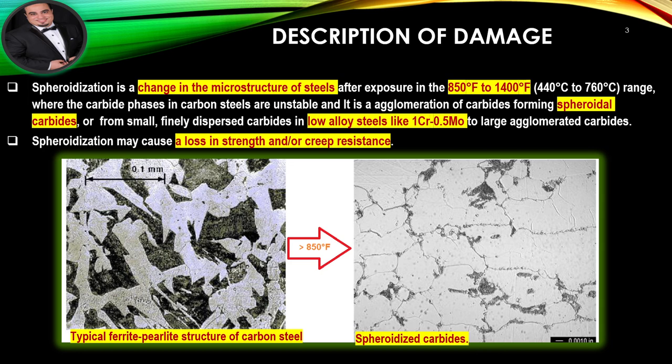Spheroidization is a change in the microstructure of steels after exposure in the 850 degrees Fahrenheit to 1400 degrees Fahrenheit range, where the carbide phases in carbon steels are unstable and it is an agglomeration of carbides forming spheroidal carbides, or from small, finely dispersed carbides in low alloy steels like 1 chromium half molybdenum to large agglomerated carbides. Spheroidization may cause a loss in strength and/or creep resistance.